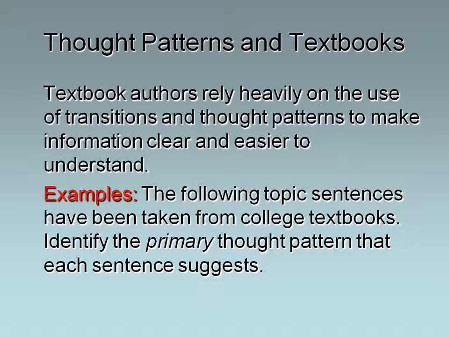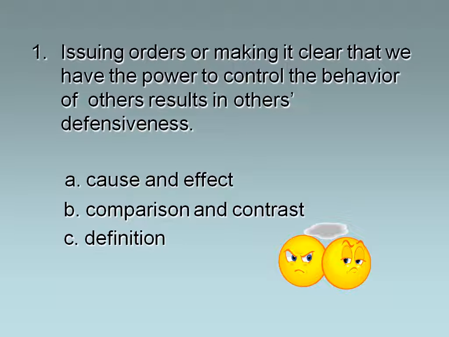Textbook authors rely heavily on the use of transitions and thought patterns to make information clear and easier to understand. Now we will look at 3 topic sentences that have been taken from college textbooks, and you will be asked to identify the primary thought pattern that each sentence suggests. Read the first sentence, and then identify the primary thought pattern suggested by the sentence.